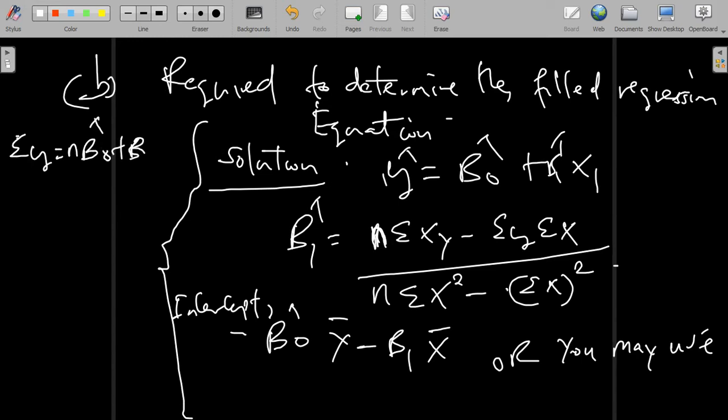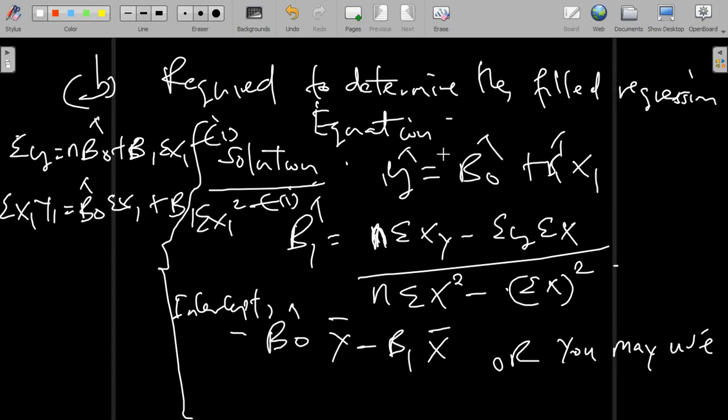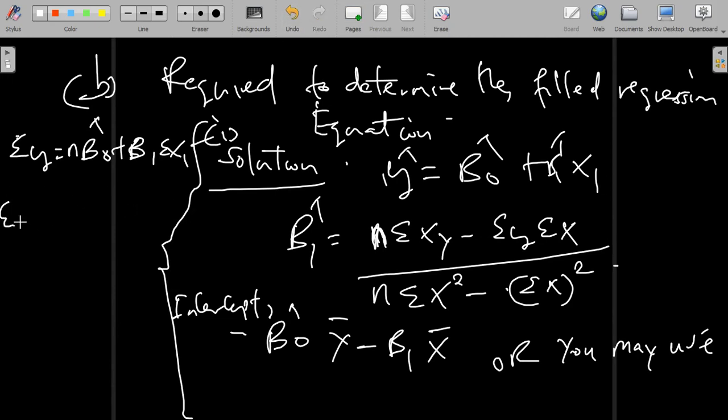Or sometimes you may apply another formula, that is summation of y is equal to n times beta naught estimated plus beta 1 times summation of x1, where n is the number of observations. Summation of x1 y is equal to beta naught estimated times summation of x1 plus beta 1 times summation of x1 squared, as you observe. Now we solve.